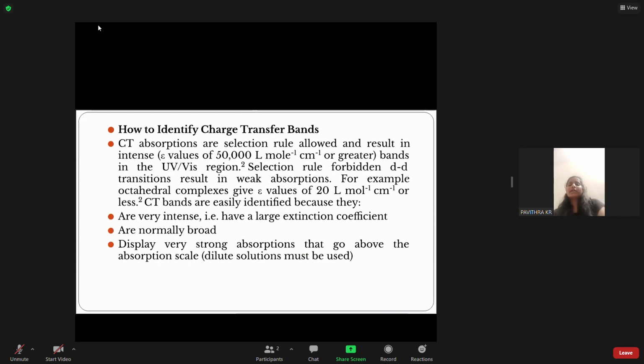Then, how to identify charge transfer bands? CT absorptions are selection-rule allowed, so the results are intense. These values are given here. They are very intense, that is, they have a large extinction coefficient, and are normally broad. They display very strong absorptions that go above the absorption scale.